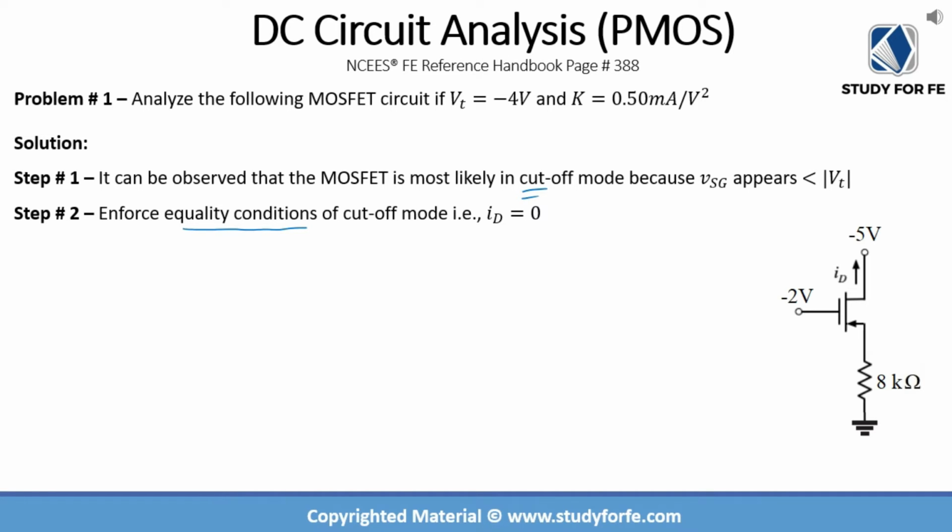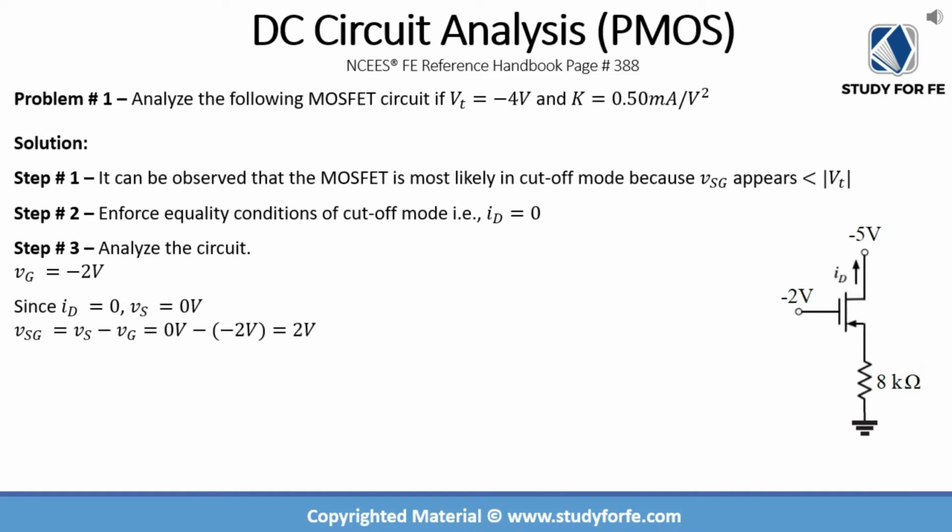The equality condition for cutoff mode is pretty simple. Your ID is equal to 0, and then we are going to analyze the circuit. So our VG is equal to negative 2 volts and our ID is equal to 0. If ID is equal to 0, there's no voltage drop over here. This voltage is going to carry over here, and this is already connected to negative 5 volts. So my VS is equal to 0 volts. When I check my VSG, this becomes 0 minus negative 2, so this is 2 volts.